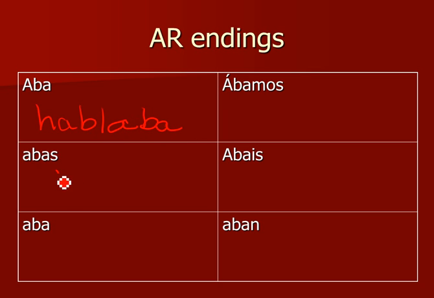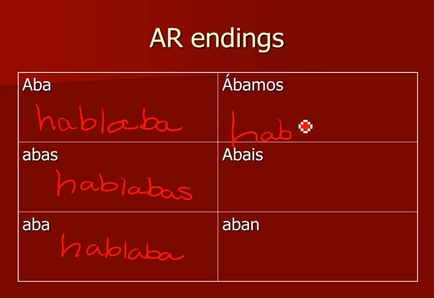You used to talk then would be hablabas. He, she, or you formal used to talk, hablaba. Remember, I'm just taking off the AR of hablar. We used to talk, hablábamos, don't forget your accent. Y'all used to talk, so this is the Spain form, hablabais. And they used to talk, or you guys used to talk, would be hablaban.